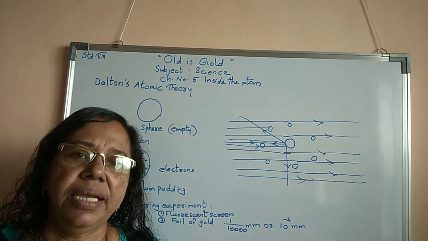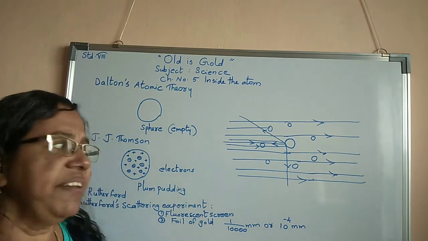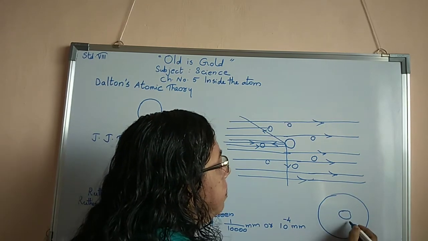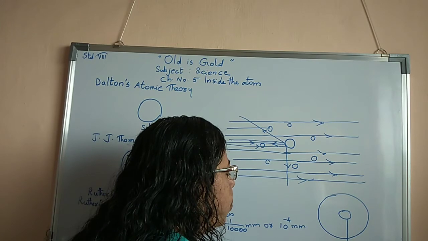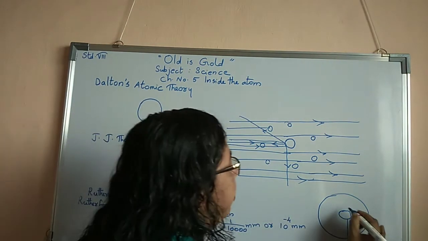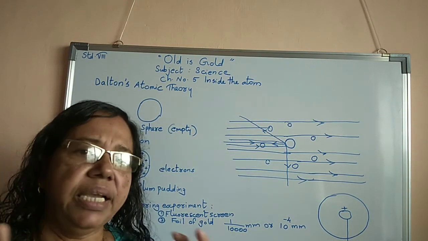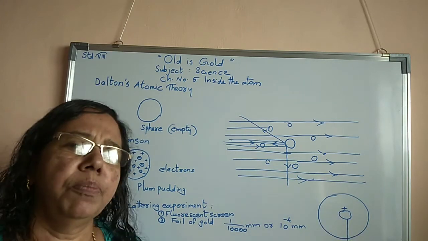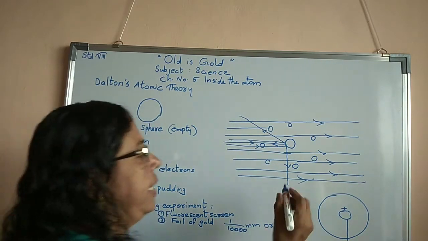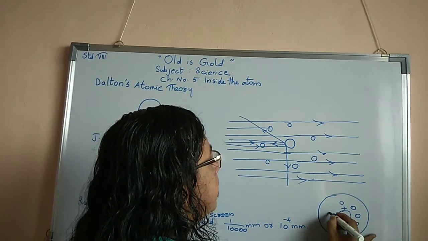Seeing this, he drew some conclusions. He said that at the center of the atom, just imagine this is the atom, there is a heavy nucleus which has positive charge. So he said that inside the atom there is a heavy nucleus which has positive charge, or we can say which has positively charged particles. And he said that around this nucleus there are a number of negatively charged particles.